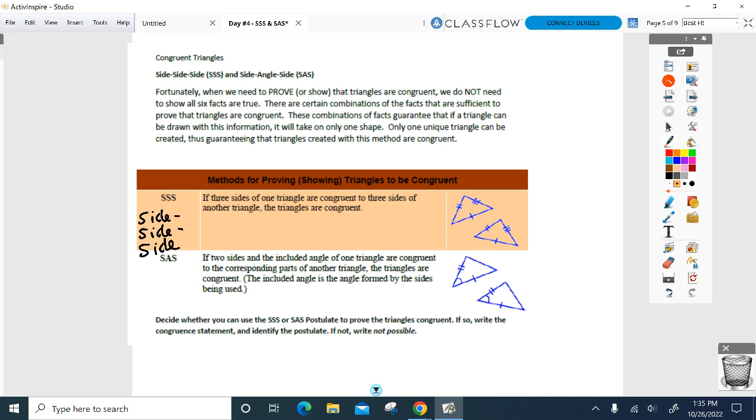Any issues with that one? I don't really spend too much time on it. It's the next one I spend a lot of time on. All good? Side, side, side. You have all 3 pairs of sides. You got yourself 2 congruent triangles.